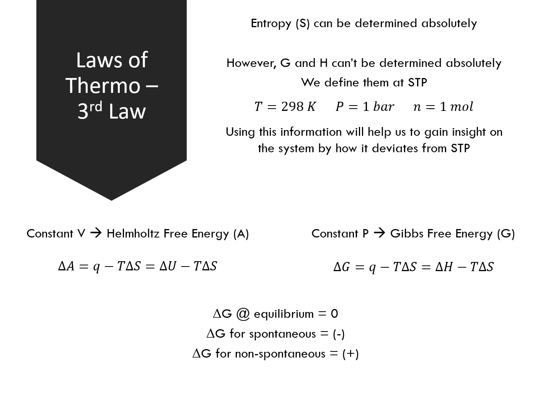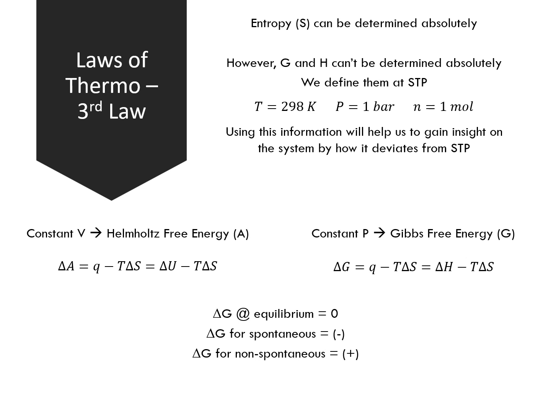So using this information will help us to gain insight on the system and how it deviates from standard temperature and pressure. So at constant volume, we have a thing called the Helmholtz free energy, which is denoted as A. So when we do that, we have delta A is equal to Q minus T delta S, or delta U minus T delta S, which we don't really deal a whole lot with in constant volume situations in biology and biochemistry. Most of our stuff is done at constant pressure. So we're going to be using Gibbs free energy, which is defined at constant pressure. So for us, we're going to be using delta G is equal to Q minus T delta S, or delta H minus T delta S, which I'm sure you all have seen in some of your earlier classes.